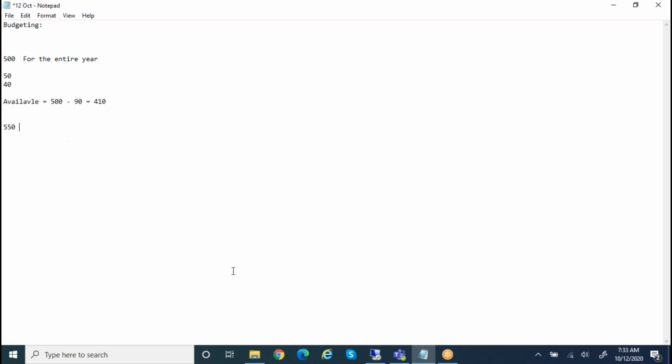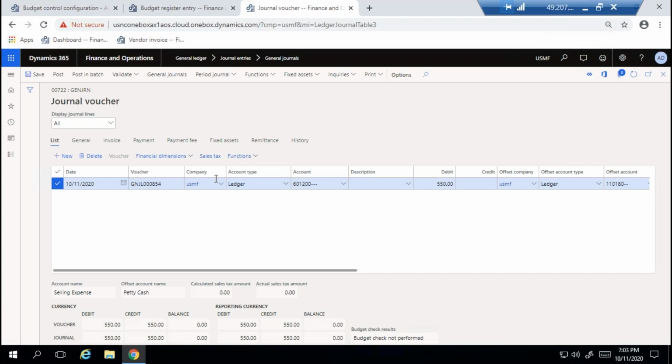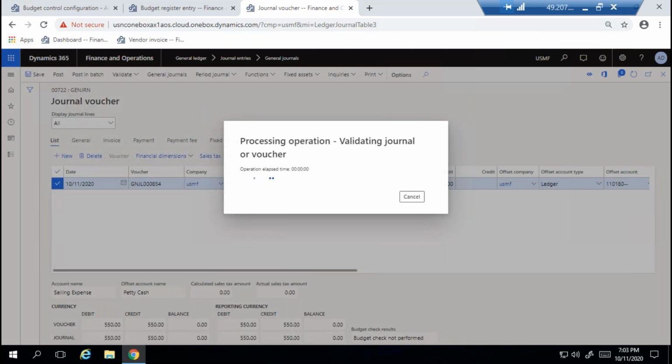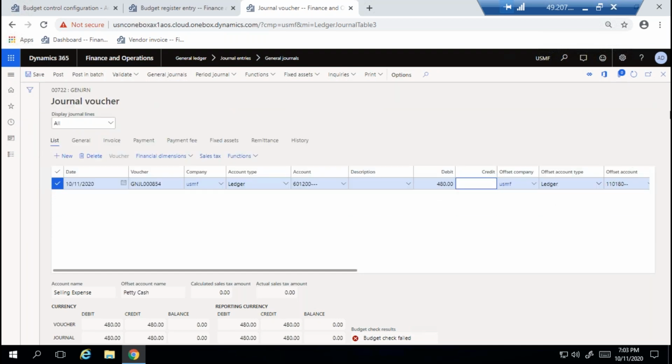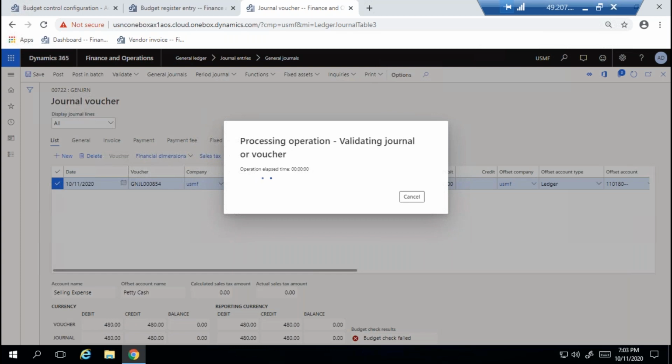$140. $140 is exceeding. Yes, you are right. So look at this one. I'm trying to validate. It will throw an error message: you have crossed $140. If I enter, suppose, 480, now I am trying to validate or simulate posting. How much amount will I get in the error message?